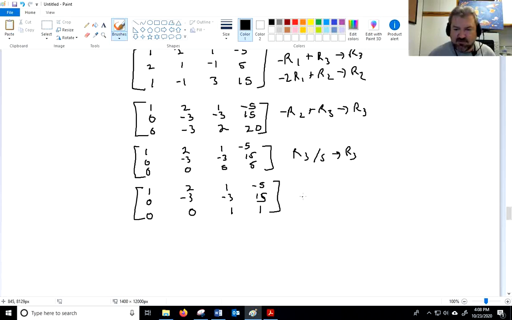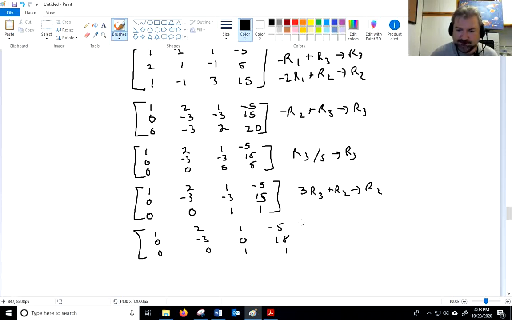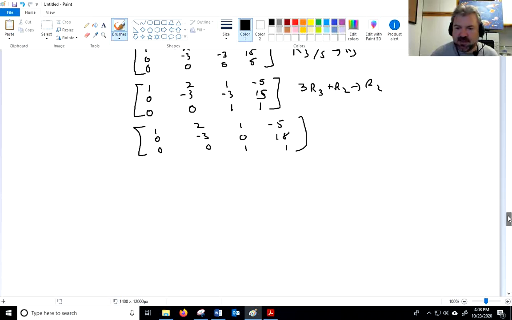Okay, I'm going to go ahead and get a 0 here by saying 3 times row 3 plus row 2 and storing it into row 2. So that's 1, 2, 1, -5. 0, -3, 0, 18. And we still have 0, 0, 1, 1. I will divide row 2 by a -3 and store it back into itself. So I have 1, 2, 1, -5, 0, 1, 0, -6, and then 0, 0, 1, 1.